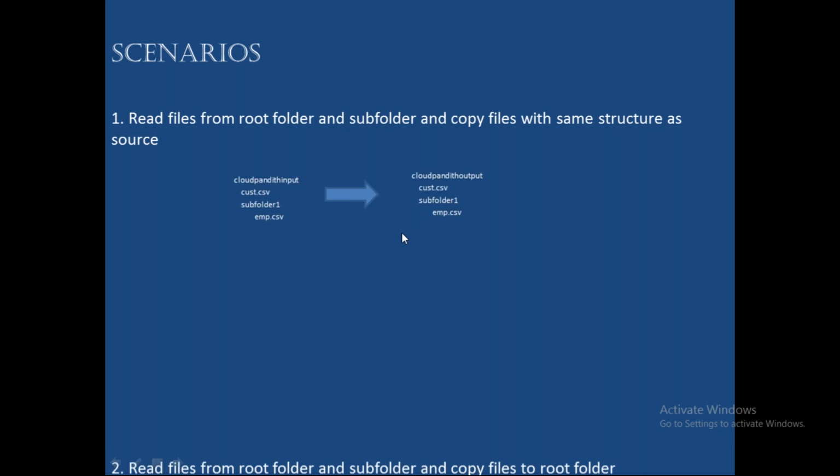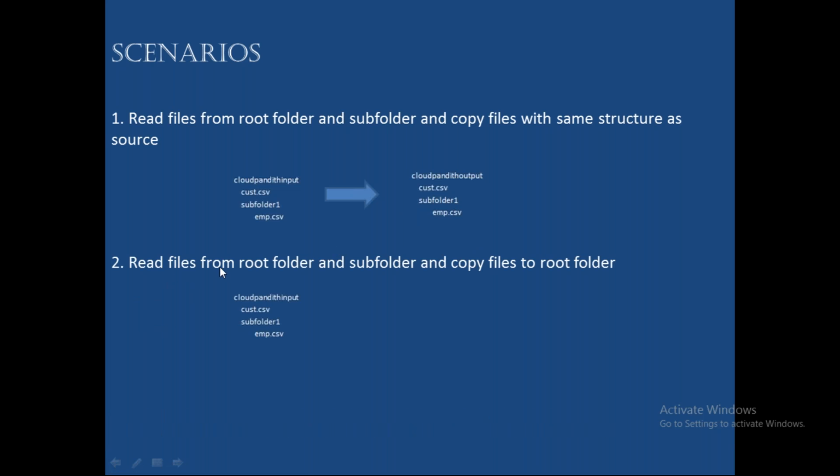Now see the next scenario: read files from the root folder and subfolder and copy files to a root folder. What it means: I have the same structure, but in my output I want to see something like this. In the Cloud Pandit output container, I want to see custod.csv and emp.csv. I have custod.csv directly in the root folder, but emp.csv is in a subfolder. I don't care where this particular file is available, but I want to get all these files into the root folder. You can see.